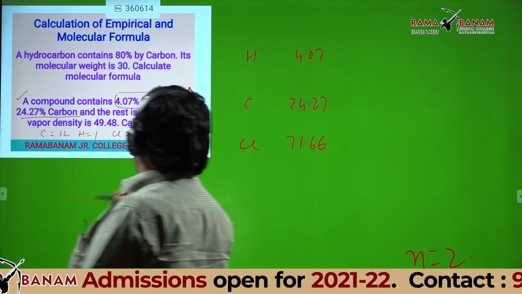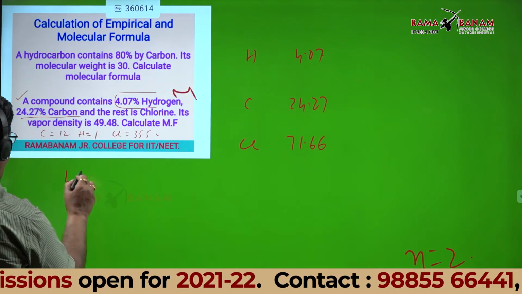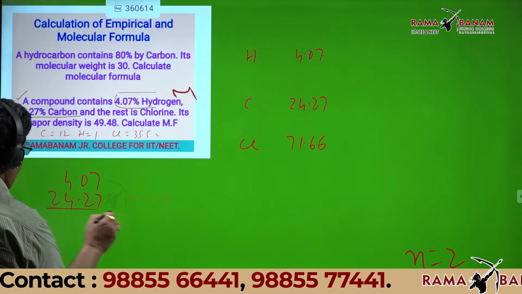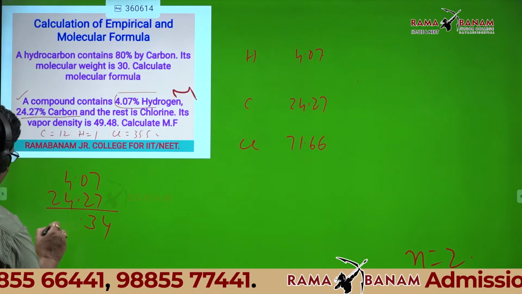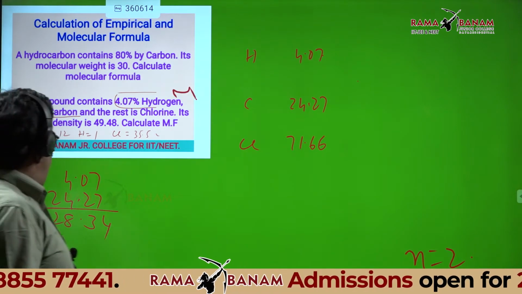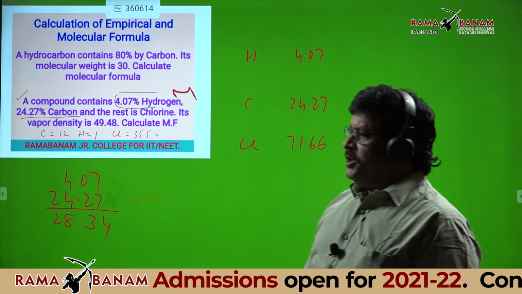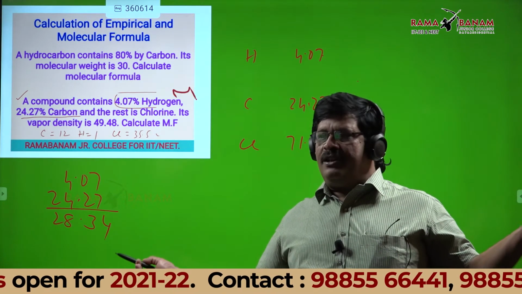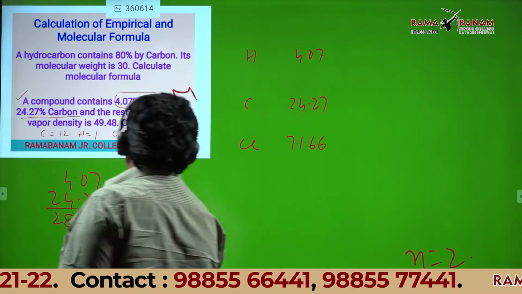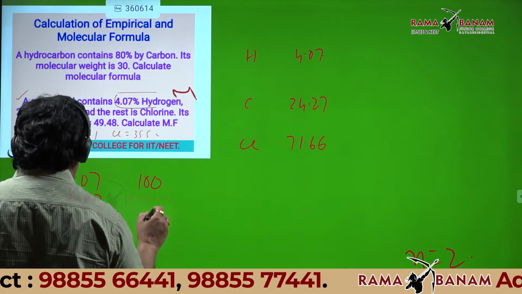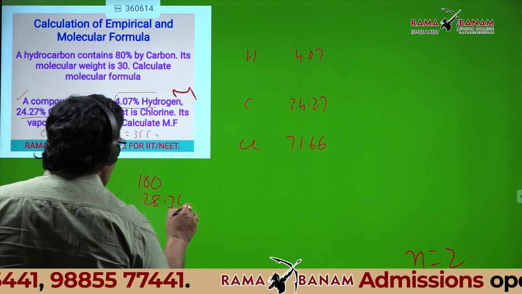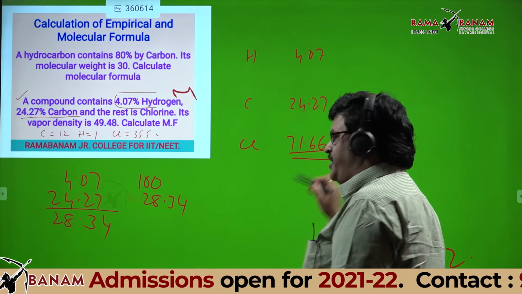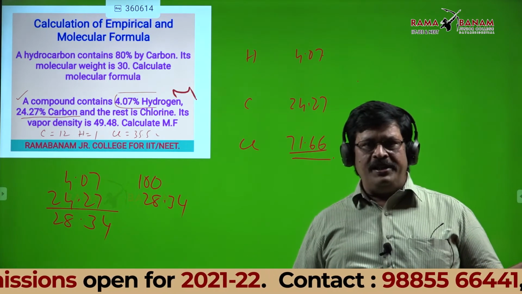Rest is chlorine means the sum should be 100. So add the two: hydrogen is 4.07, carbon is 24.27. Add these two, what will we get? 28.34. Then the remaining is chlorine, so you subtract this from 100. Chlorine is 100 minus 28.34, which is 71.66. Is it okay, students?